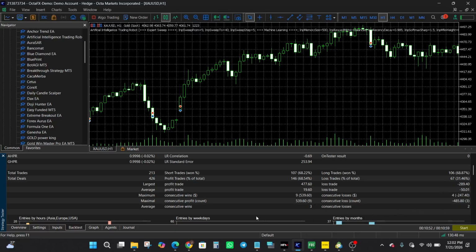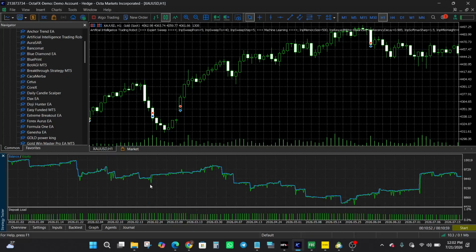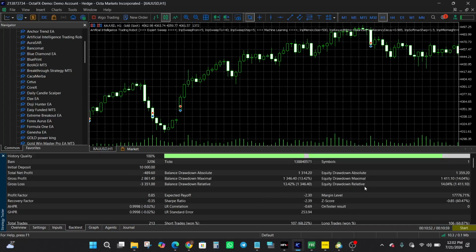That shows up in the profit factor too, which came in at 0.85. Anything under 1.0 means that the account lost more than it made over this run. The equity curve also showed that there was significant drawdown. Let's head back to the backtest result here. We can see that the equity drawdown was 14.04%, over 14%, and the Sharpe ratio is negative 2.39, which reflects that inconsistency between win rate and payout size.